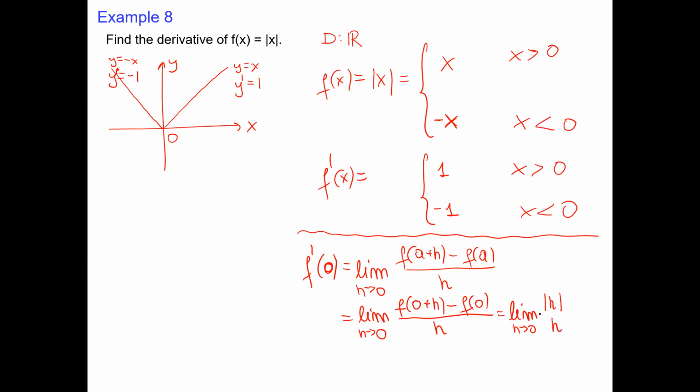Now we have a situation where we have to check 0, but it's different. The h quantity is approaching 0 from the left and from the right-hand side. The limit as h goes to 0 from the right-hand side, then h is positive, we may ignore the absolute value, and the limit is 1. But when we compute the limit as h goes to 0 from the left-hand side, it will be negative h over h, negative 1. 1 and negative 1, two different one-sided limits. The limit at 0 does not exist.